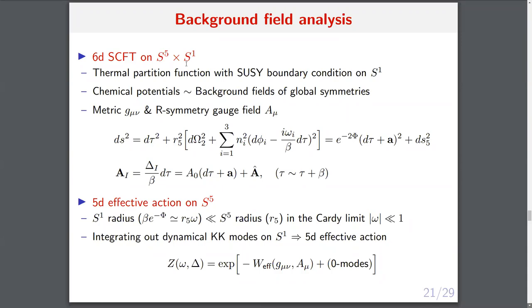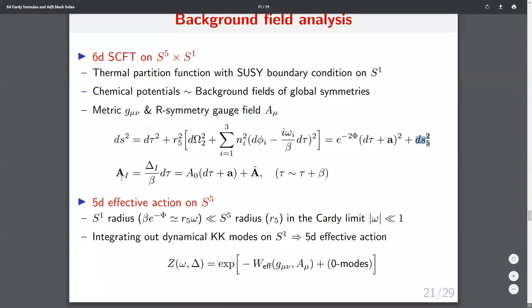If we consider the compactification on this temporal circle, this 6D metric is decomposed into the dilaton, the graviphoton, and the 5D metric. Also, this 6D gauge field is decomposed into the scalar, the graviphoton, and the 5D gauge field. So with these background fields, I'm going to construct the 5D effective action on the five-sphere.